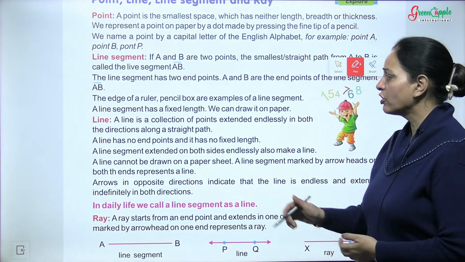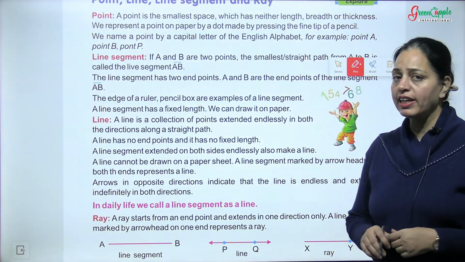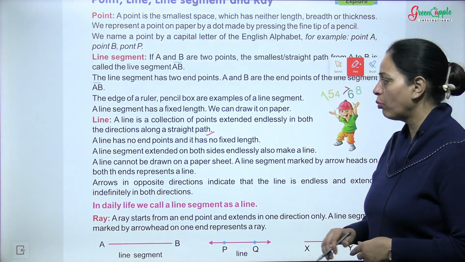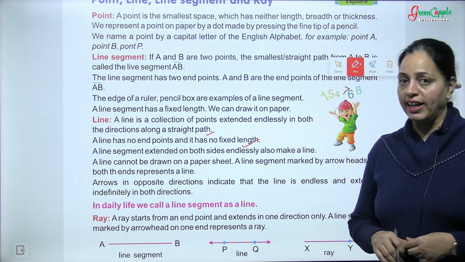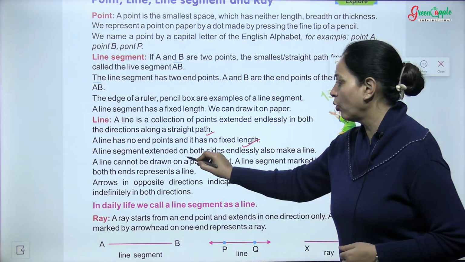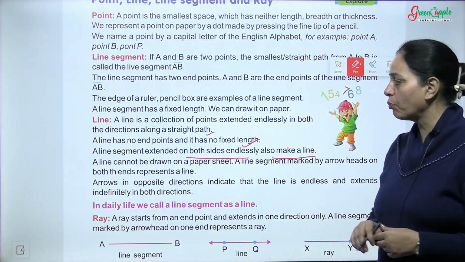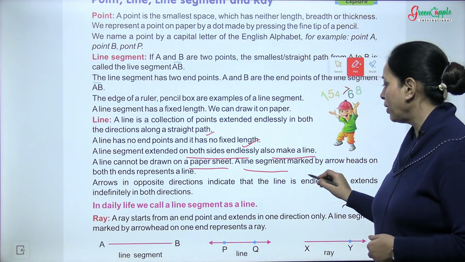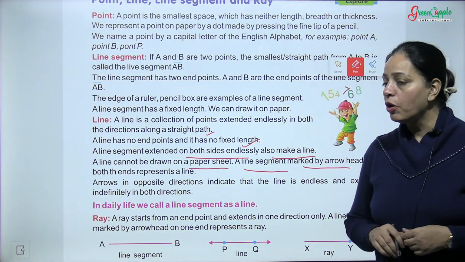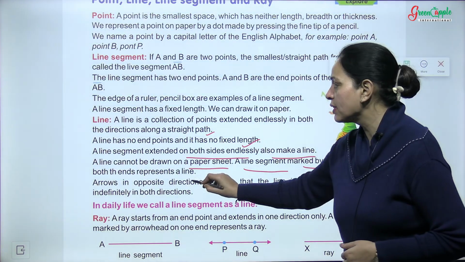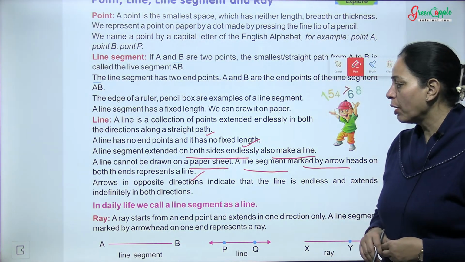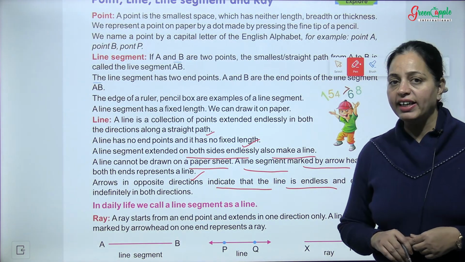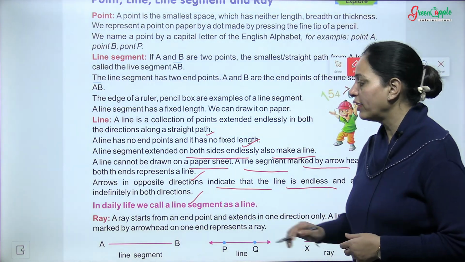Line. A line is a collection of points extended endlessly in both the directions along a straight path. A line has no endpoints and it has no fixed length. A line segment extended on both the sides endlessly also makes a line. A line cannot be drawn on a paper sheet. A line segment marked by arrowheads on both the ends represents a line. Arrows in opposite directions indicate that the line is endless and extends indefinitely in both the directions.